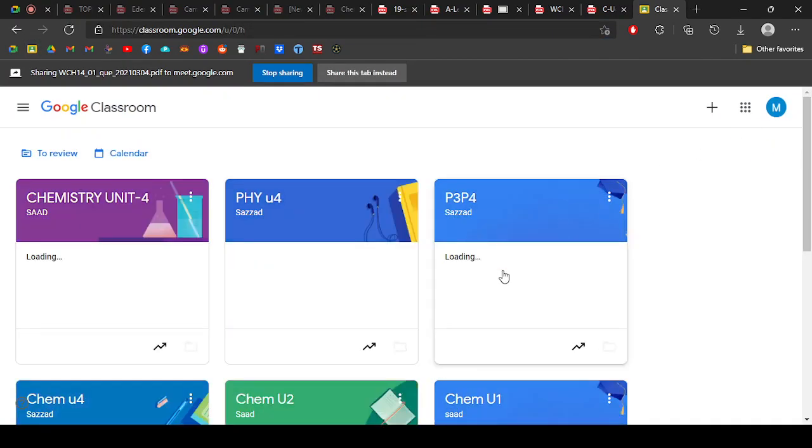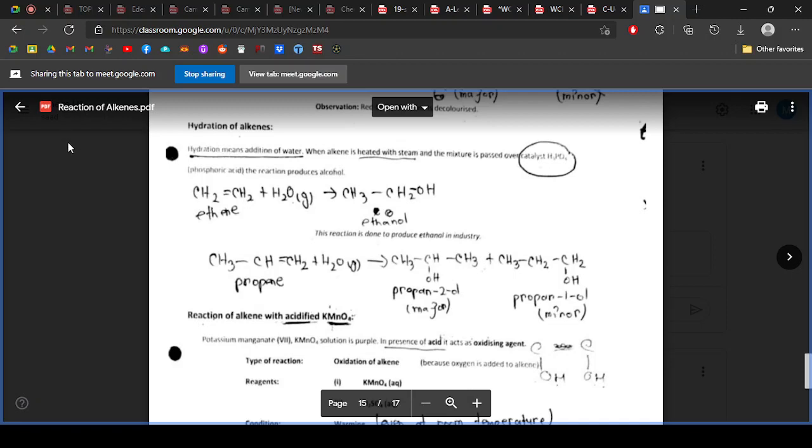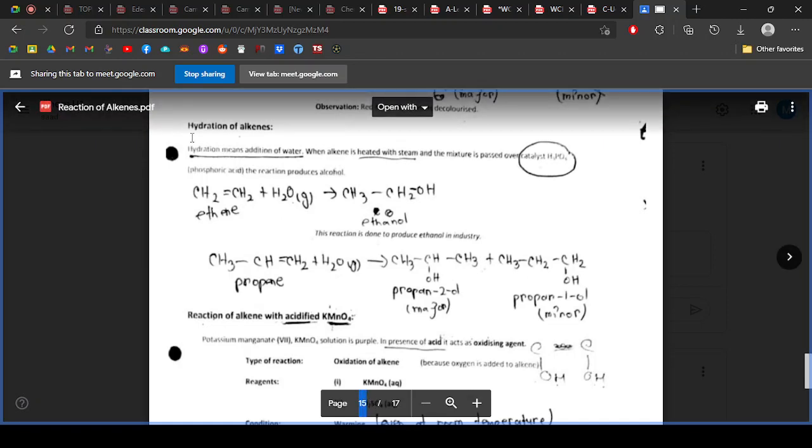If you go to the AS unit 1 organic notes, specifically the PDF labeled reaction of alkenes, and go to page 15, you're going to see this label known as hydration of alkenes.